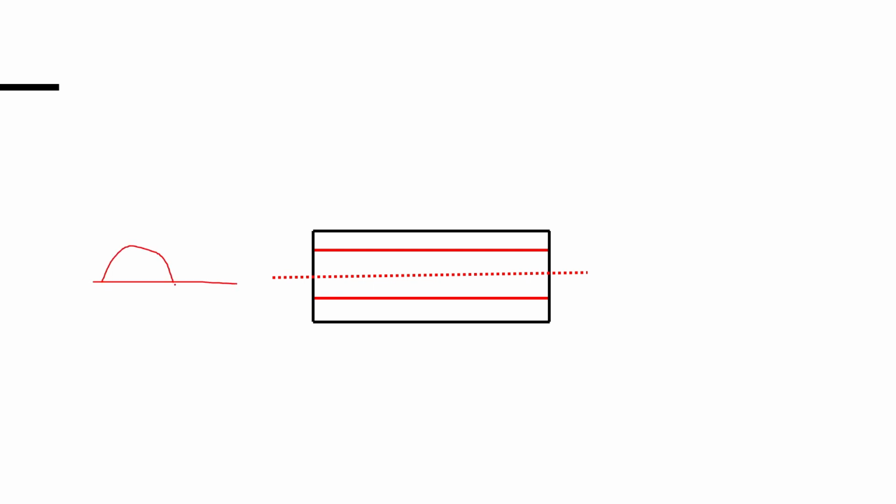Suppose this is the input signal which I am transmitting. This is the input signal, and at the output side I am getting something like this.